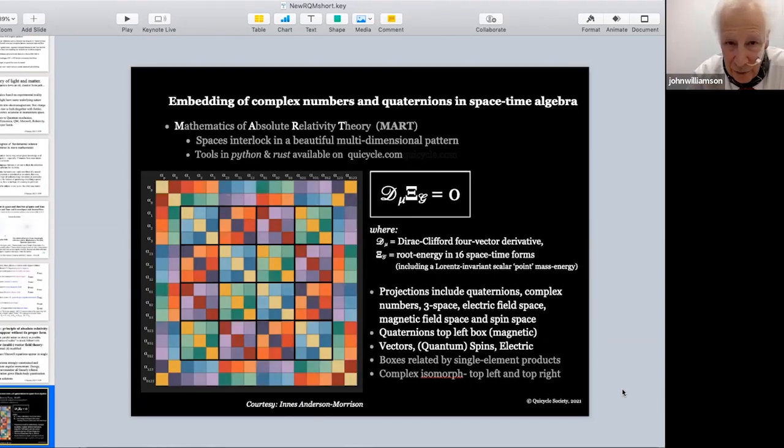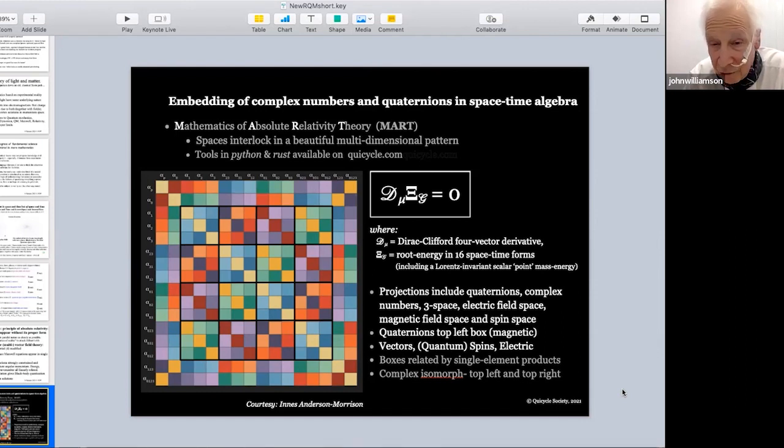So what is the theory? Well, here in the box is an expression of the theory for a single isolated particle. I've written it as d mu, that's d by dx, that's alpha zero d by dt, minus alpha 1 d by dx, minus alpha 2 d by dy, minus alpha 3 d by dz. It's a four derivative, but with the proper unit elements as absolute relativity demands in it.